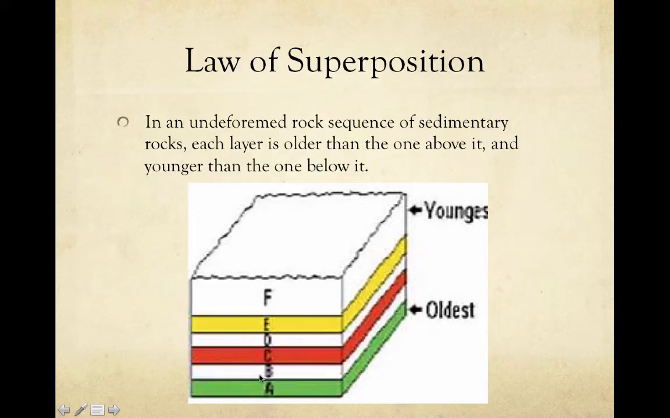A is older than B, B is older than C, C is older than D, D is older than E, E is older than F, and vice versa. F is younger than E, E is younger than C, C is younger than A.